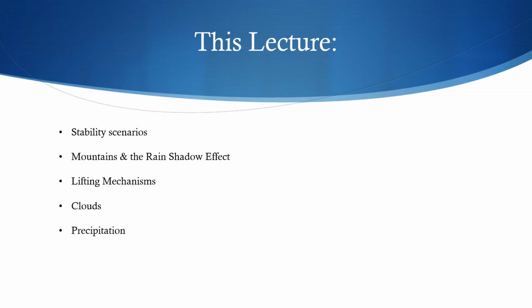This time, we're going to look at stability scenarios. You've heard the forecasters say our air is stable, or it's unstable, or maybe it's conditionally unstable. We're going to find out what each of those means. We're going to look at what happens when air flows over mountains and something called the rain shadow effect. Then we are going to look at four major lifting mechanisms, processes that shove air up into the atmosphere, sometimes whether it wants to go on its own or not. And then we will end up by looking at clouds and precipitation.